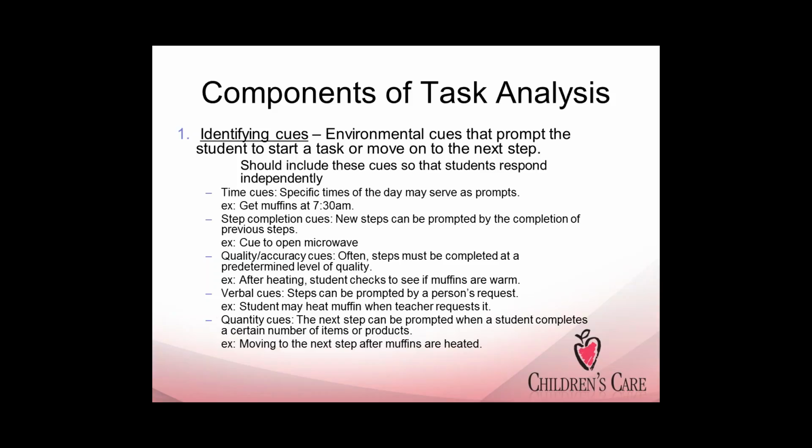Quality accuracy cues. Often steps must be completed at a predetermined level of quality. Example, after heating, students check to see if muffins are warm. Verbal cues. Steps can be prompted by a person's request. Example, student may heat muffin when teacher requests it. Quantity cues. The next step can be prompted when a student completes a certain number of items or products. Example, moving to the next step after muffins are heated.